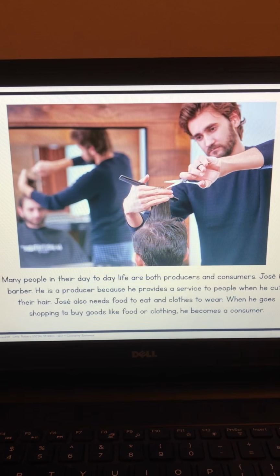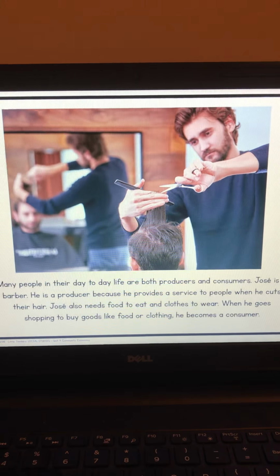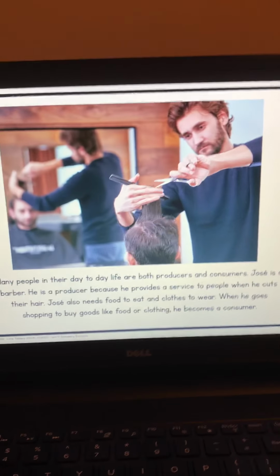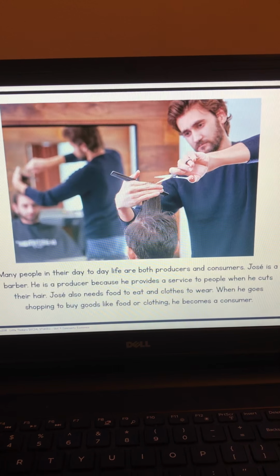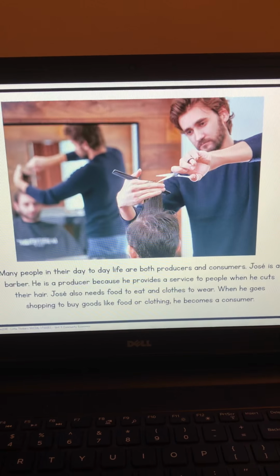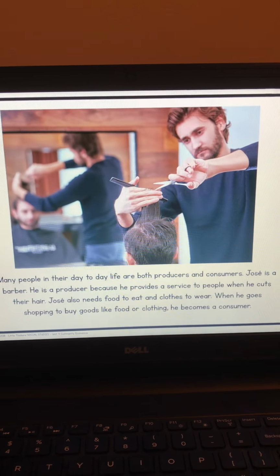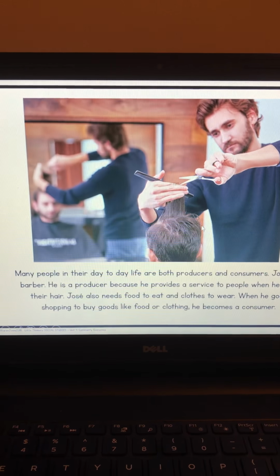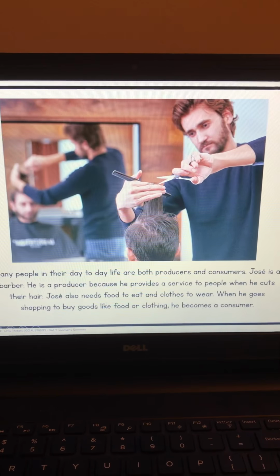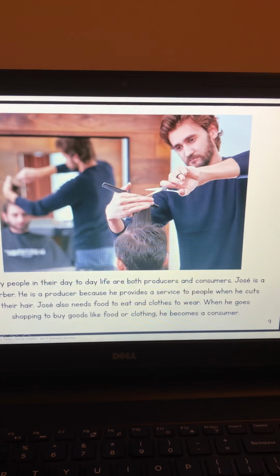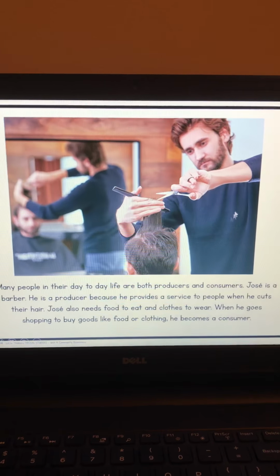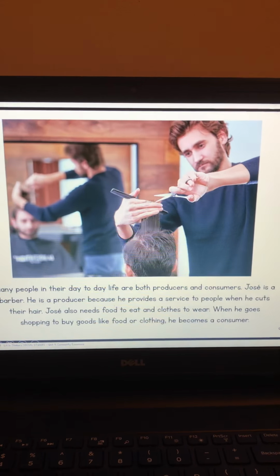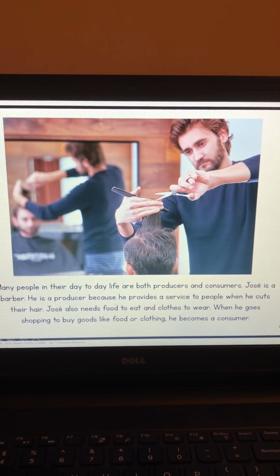Many people in their day-to-day life are both producers and consumers. So what does that mean? Well, take Jose, for example, the guy in the picture. Jose is a barber. He is a producer because he provides a service. Okay, when this guy right here is getting his hair cut, he's paying Jose money to cut his hair. So in this case, Jose is a producer. He's getting paid money by this guy who's a consumer.